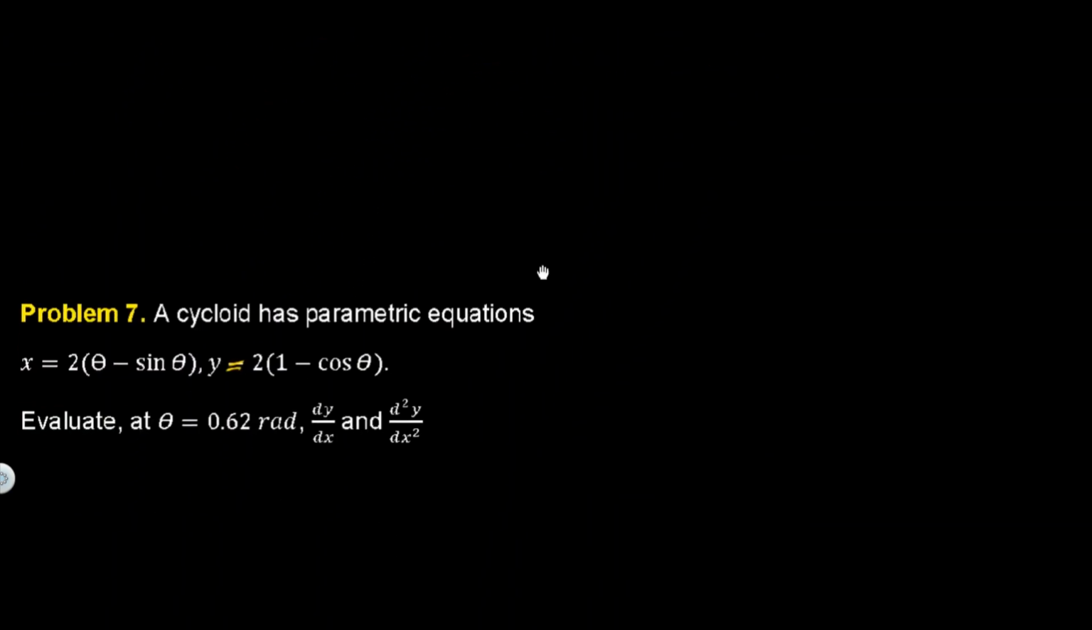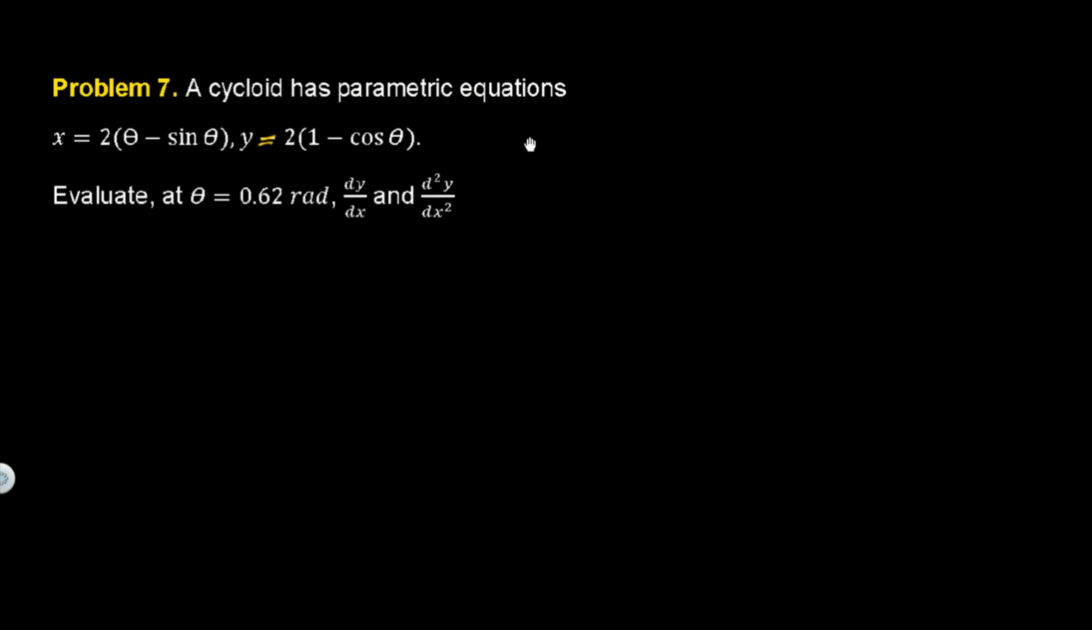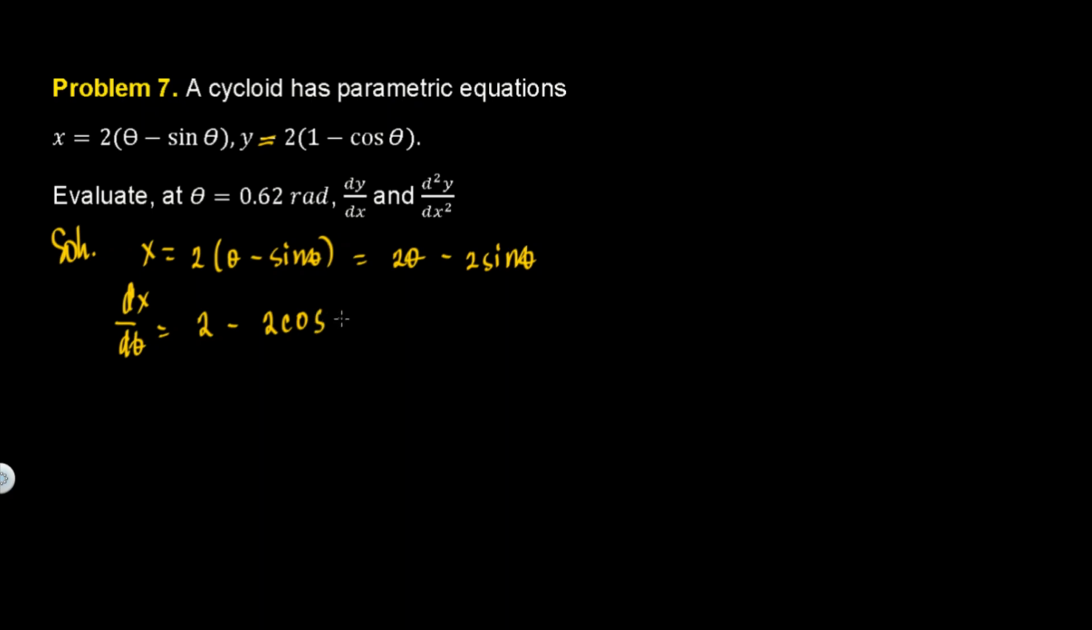Let's do problem number 7. A cycloid has parametric equations x equals 2 times quantity theta minus sine theta, y equals 2 times quantity 1 minus cosine theta. Evaluate at theta equals 0.62 radian dy over dx and d square y over dx square. Solution. x equals 2 times quantity theta minus sine theta, or 2 theta minus 2 sine theta. Then dx over d theta is the derivative of 2 theta, which is 2, minus 2 cosine of theta. Factor out 2, we have 1 minus cosine theta.